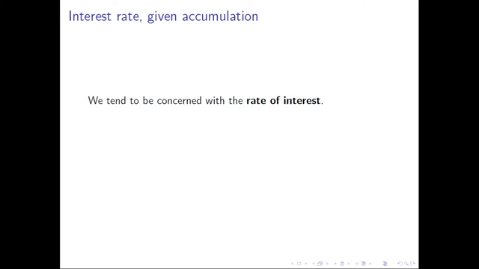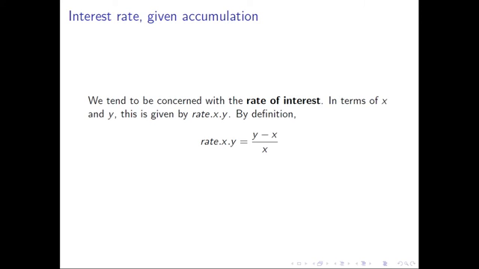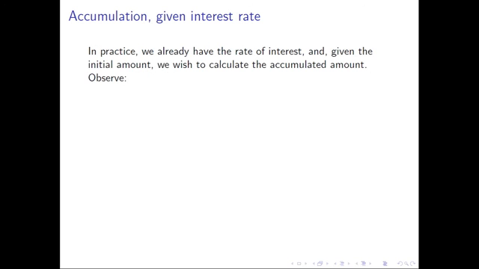We tend to be concerned with the rate of interest. In terms of X and Y, this is given by rate of X of Y. By definition, rate of X of Y equals Y minus X divided by X. In practice, we already have the rate of interest, and given the initial amount, we wish to calculate the accumulated amount. So observe, rate of X of Y equals Y minus X over X.